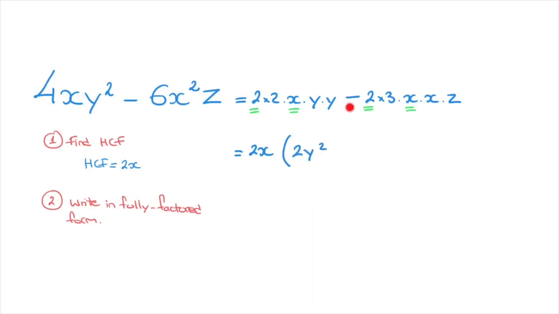And since the operation between these two terms is a minus, we make sure to write that here, minus all of the factors that weren't underlined in the second term. So those would be 3 times x times z, which we write 3xz. And we close the parentheses. And we're done. We've just written this expression in its fully factored form.